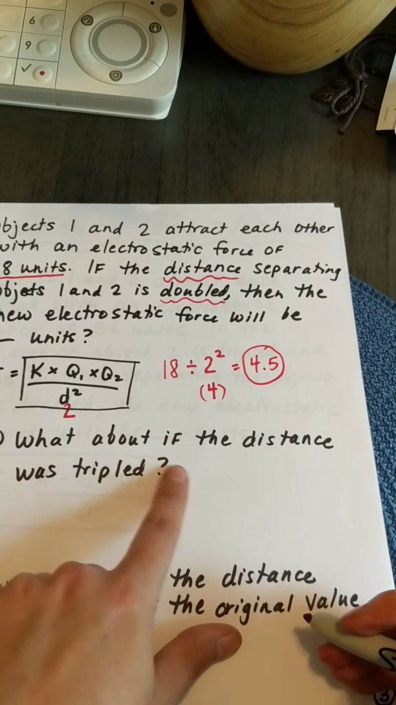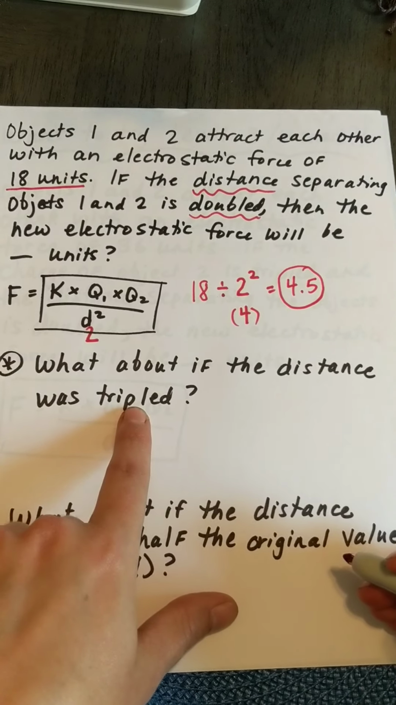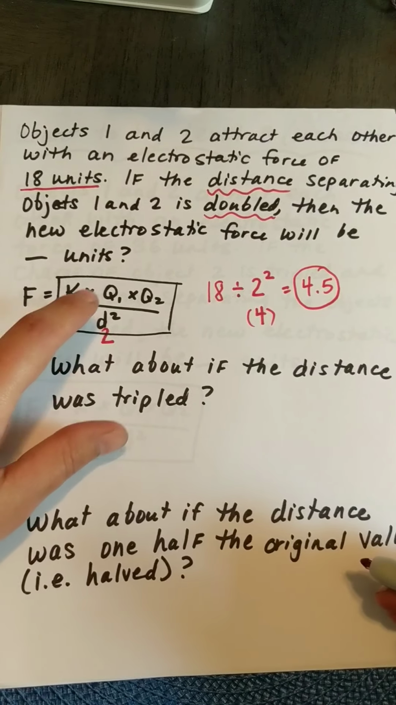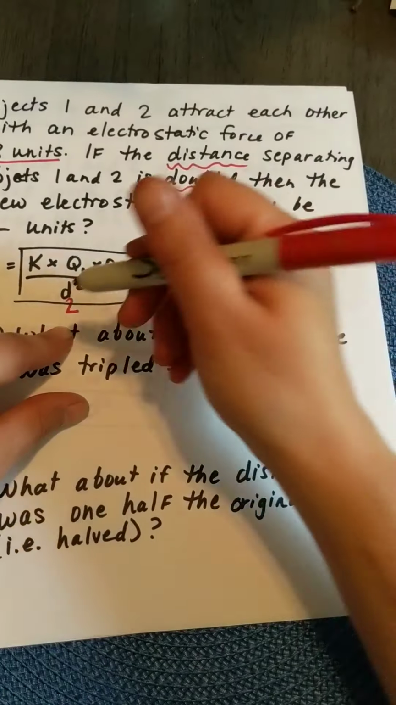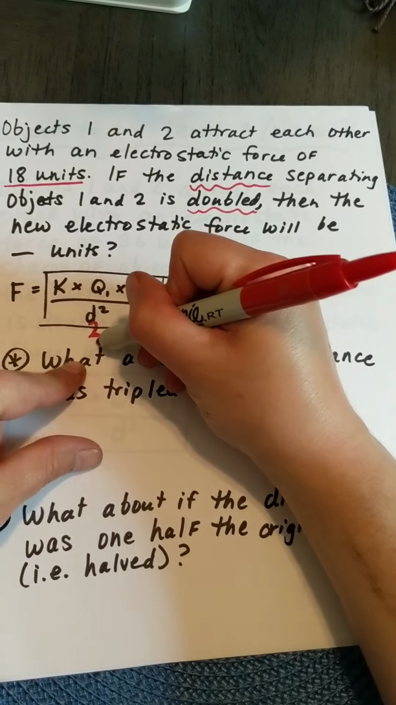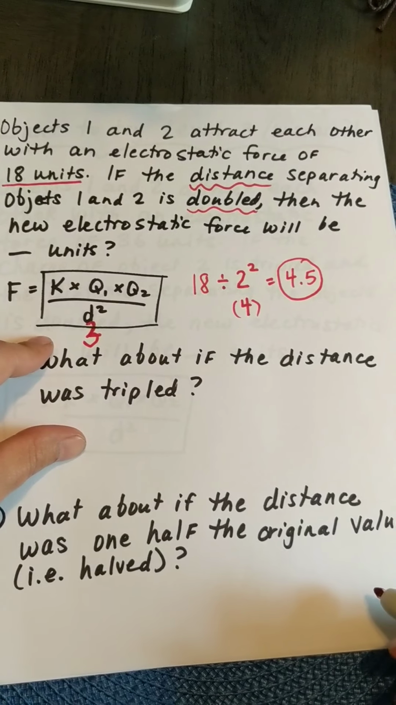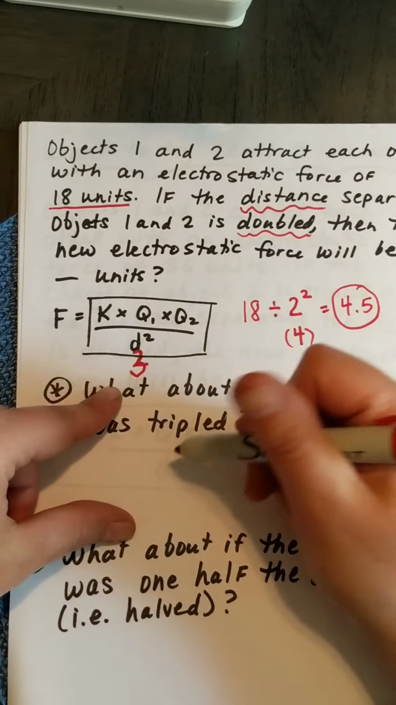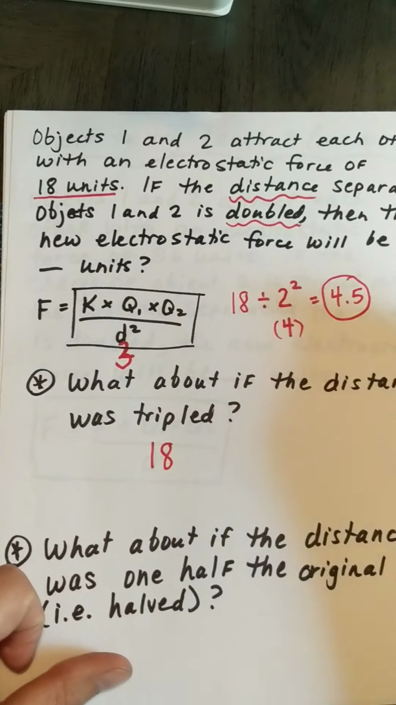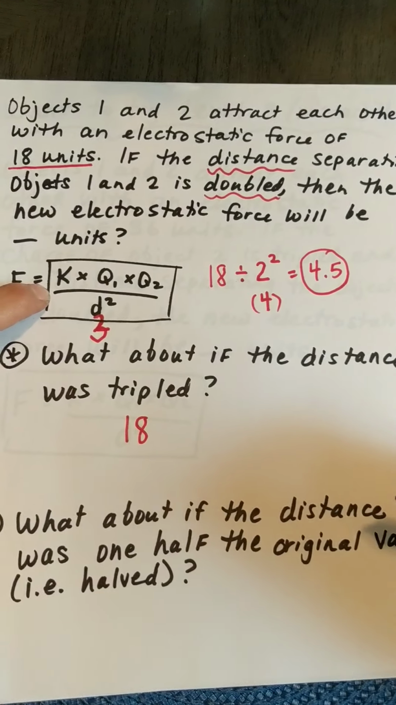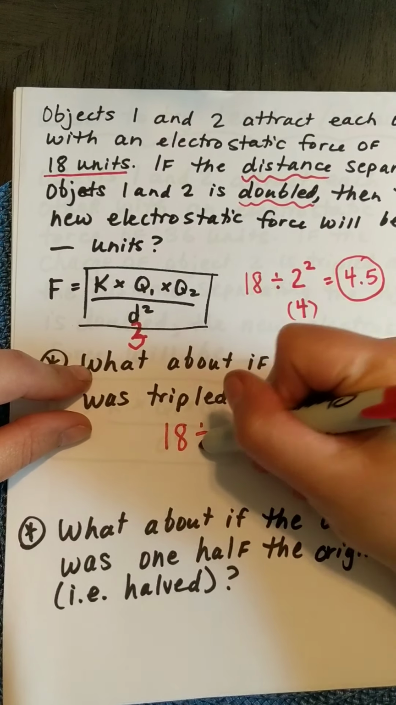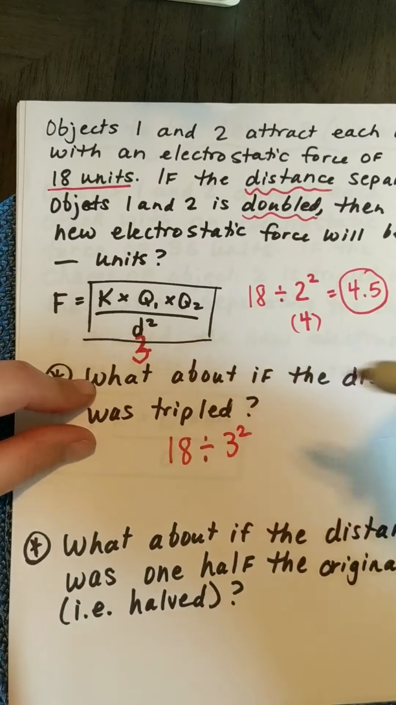Now what about if the distance was tripled? So instead of doubling it or multiplying by 2, if the distance was 3 times as large, right? I'll make that a 3 now. Now what would we be doing? Well, we would be taking our force of 18, and we would be dividing by 3 squared.